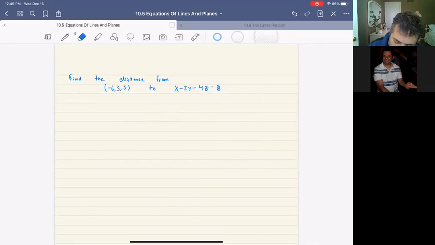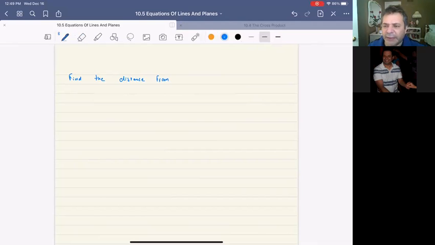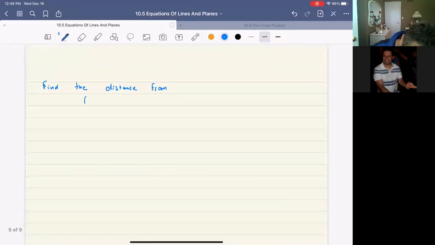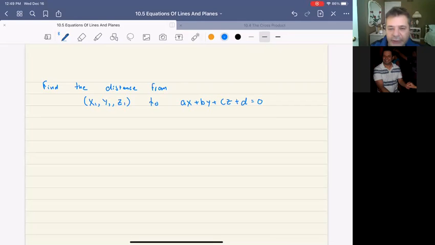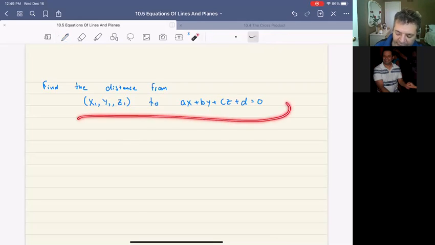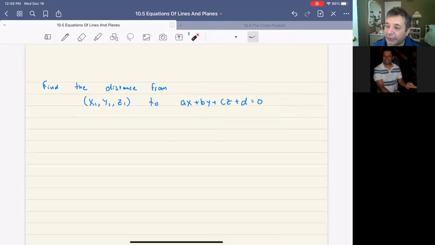I think they write it like this. We're going to find the distance from x1, y1, z1 to ax plus by plus cz minus d equals 0. Actually, I think it's plus d equals 0. Okay, so that's how they set up the formula in the book. So let's go ahead and do that.